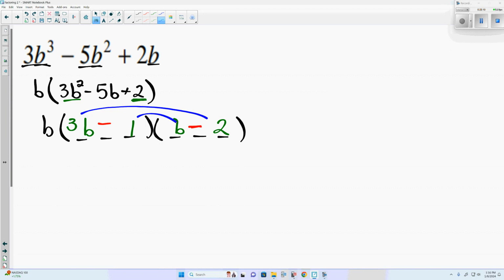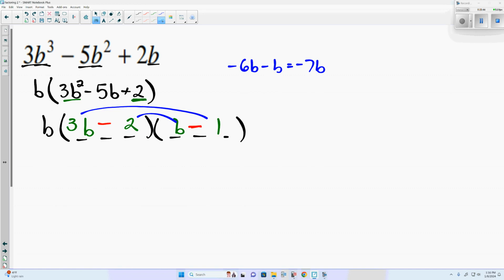And since there's only one set of factors for both of these here, we're just going to go on and plug them in and check. From here, 3b times negative 2 is negative 6b. Negative 1 times b is negative b. And negative 6b minus b is negative 7b. Since that's not the middle term we wanted, we can go on and switch the 1 and 2.